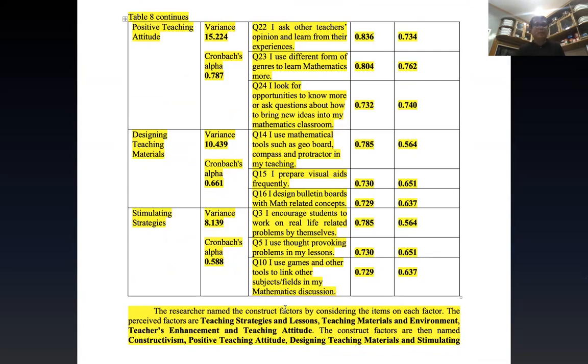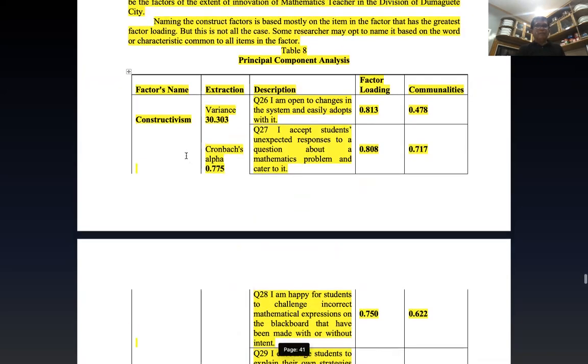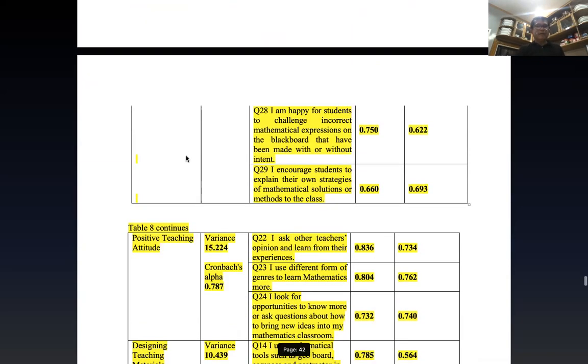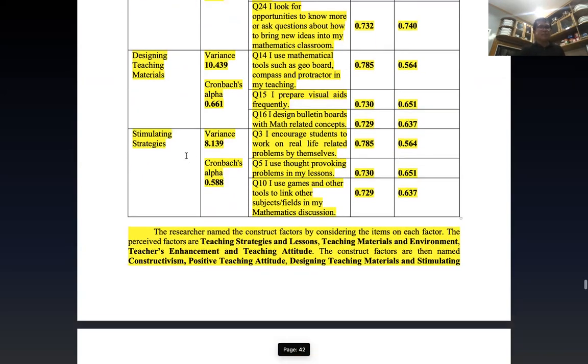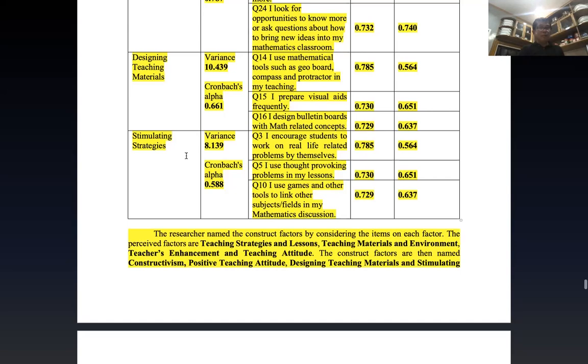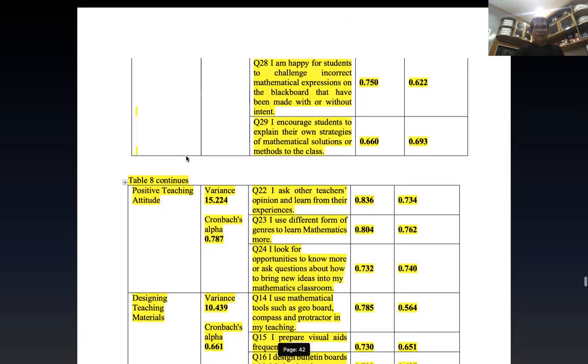And still the number of factors is 4: constructivism, positive teaching attitude, designing teaching materials, stimulating strategies. But each is composed of fewer sub-items. And that's why we classify factor analysis as a way of reducing many variables into a smaller number of variables.